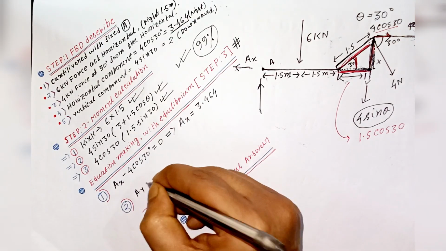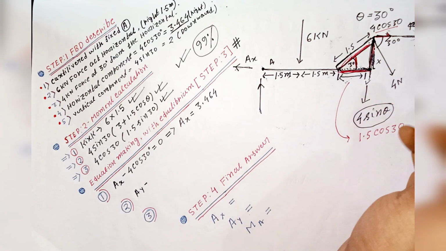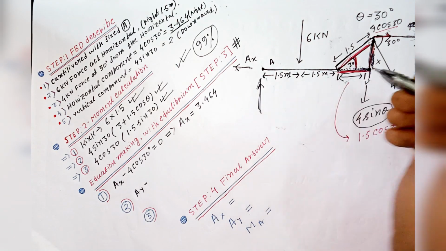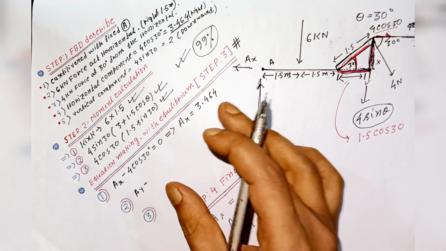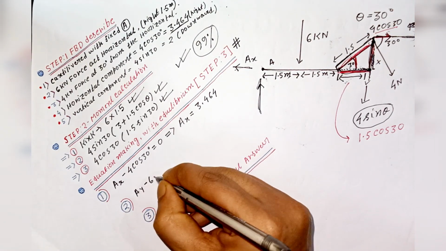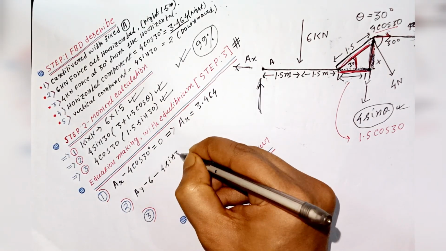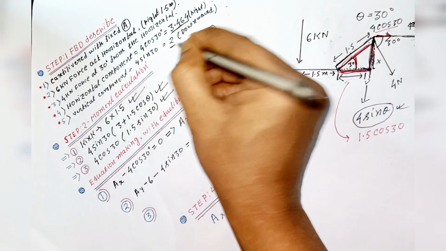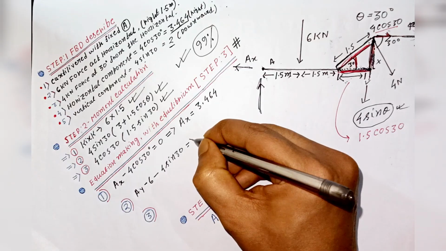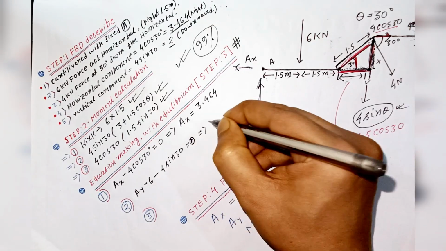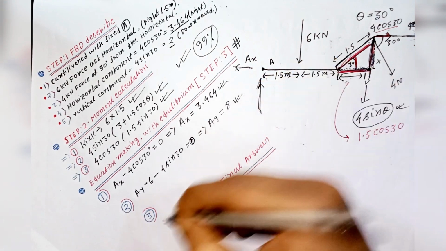Now the vertical position. Upward direction is AY. So upward equals downward. Upward is AY. Downward, here 2 forces, 6 and 4 sin 30. Then we can write AY minus 6 and 4 sin 30. Clear? Here 2 forces are in the downward direction, 6 Newton and 4 sin 30. Upward, only 1, AY. Then AY minus 6 minus 4 sin 30 equals 0. Here AY equals 8.